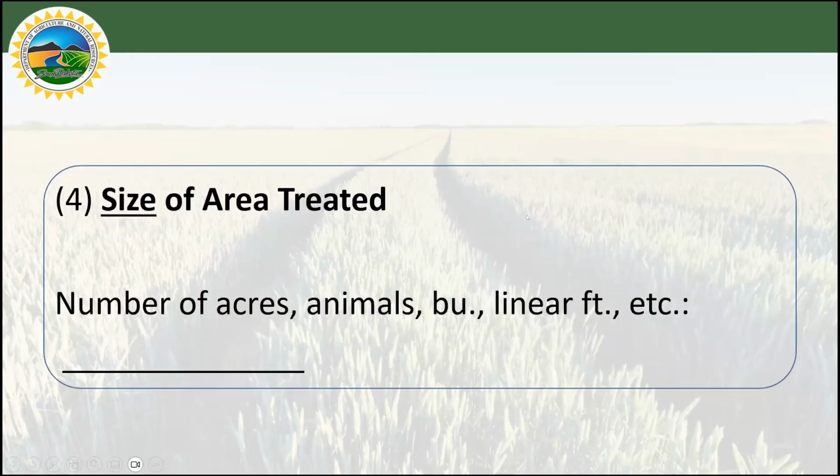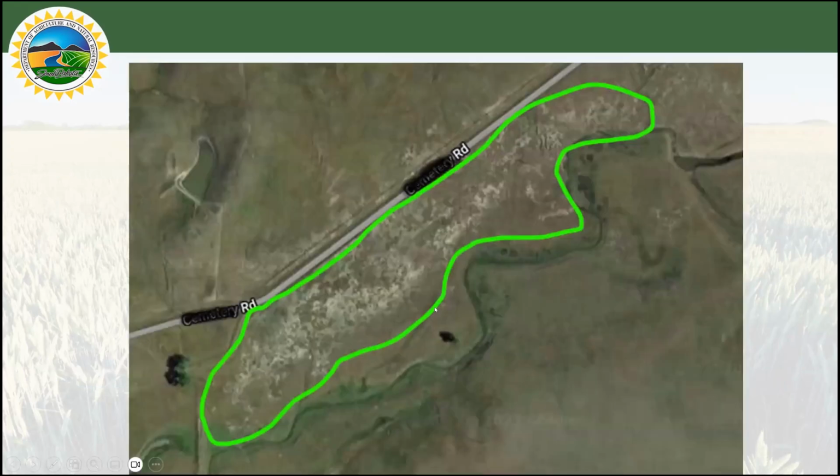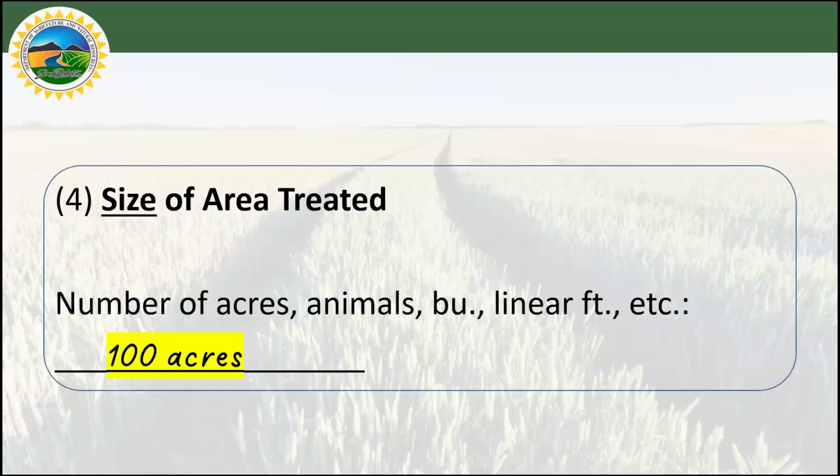The size of the area being treated is item 4, and so whatever that might be, whether it's acres or number of animals you're applying ear tags to, or how many bushels of, let's say, seed protection product you're applying to a certain number of bushels of seed, whatever the situation is. So in this particular scenario, it comes out to about 100 acres. And so that is what we're going to put down for the size of area being treated, is 100 acres.